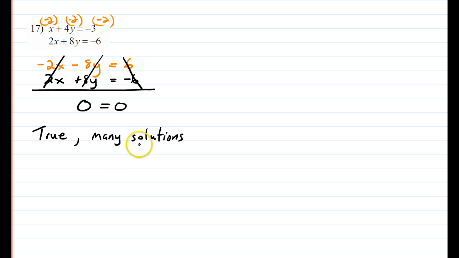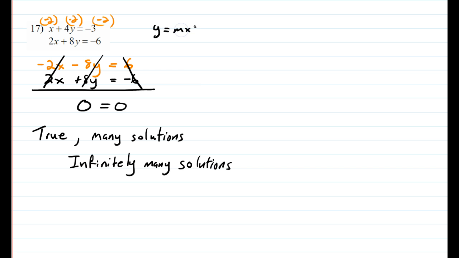So many solutions is our answer. Sometimes you'll see it as infinitely many solutions. And the reason is because if you were to actually solve these for y equals mx plus b, what happens is they're the same line. And so they're right on top of each other. So they have more than one answer. So they have infinitely many answers.